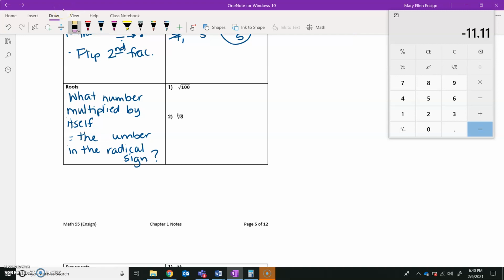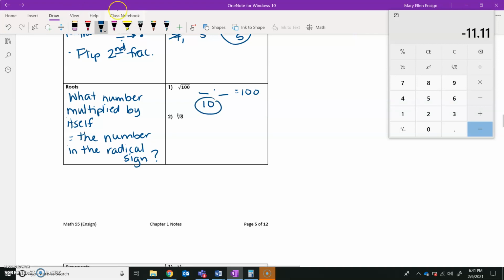Let me just neaten this part up a little bit. So the square root is saying what number multiplied by itself equals this number here. So in other words, we want to know what number times itself equals 100. Well, hopefully it kind of jumps out at you. That's going to be 10.